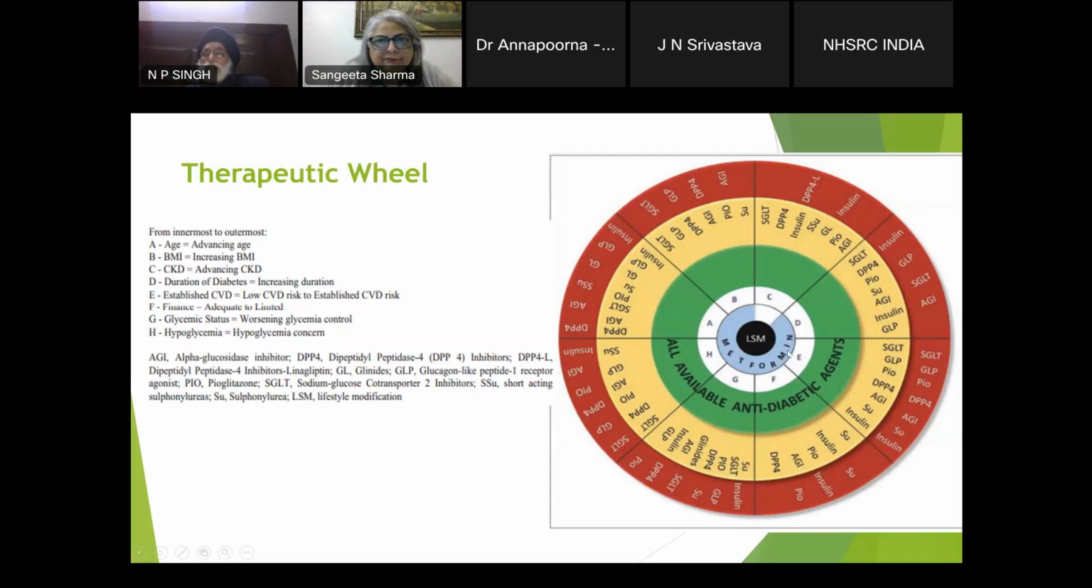So, I'll give you an example. In the presence of chronic kidney disease, we should avoid drugs which can cause hypoglycemia. We should avoid drugs which can lead to more lethal issues. Similarly, a person who's obese, we should avoid using pioglitazone, etc. So, this is a sort of a wheel given by RSSDI, which talks about patient-centric approach. So, one shoe will not fit for all. We have to individualize our approaches to manage.